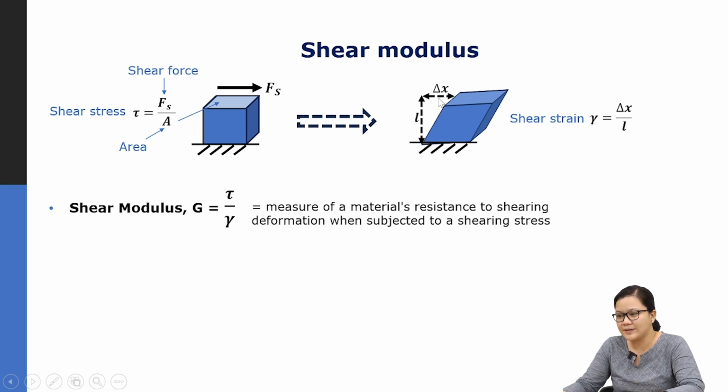The top portion will displace by a distance delta x here. The shear strain, denoted by gamma, is calculated as delta x divided by L, which is the height of this object. So you can measure a shear modulus as well. The shear modulus is typically denoted as G. It equals the shear stress tau divided by the shear strain gamma, and it's a measure of the material's resistance to shear deformation when subjected to a stress.